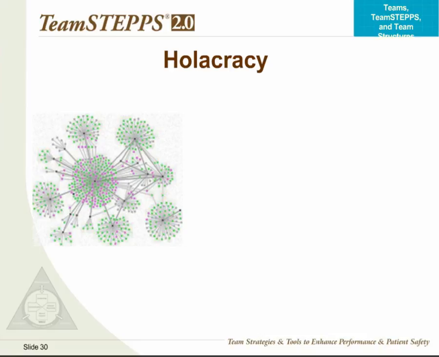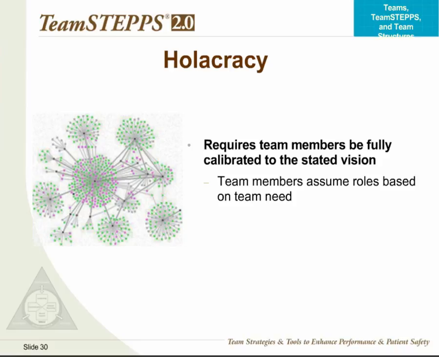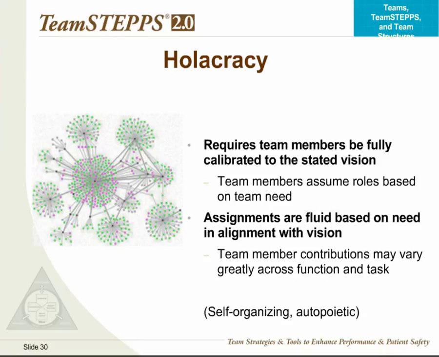This model is called a holacracy. And in this model, team members must be fully calibrated to what's going on. They must be fully calibrated to the stated vision, and they must make their decisions on that basis. And assignments are going to be made on that basis as well. It's going to be kind of a fluid organization where people may be moving around.